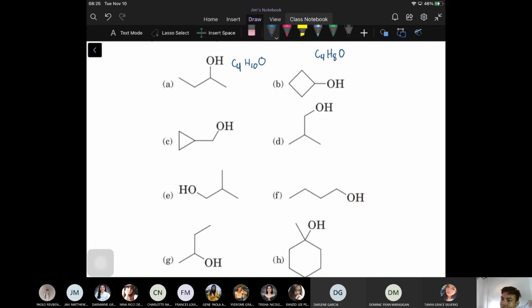Pwede mag-recite na. So sa letter C, ano kaya yung molecular formula? Raise hand na lang kayo. So I can recognize you. Pwede nyo sabihin yung sagot by using your microphone or i-type nyo na lang sa chat box natin. For letter C, ano yung molecular formula? Sige, si Darlene.